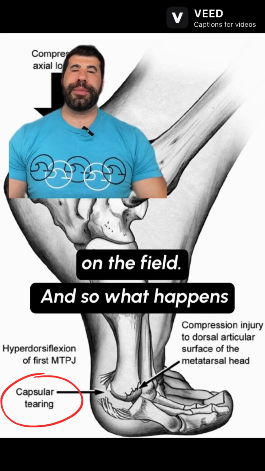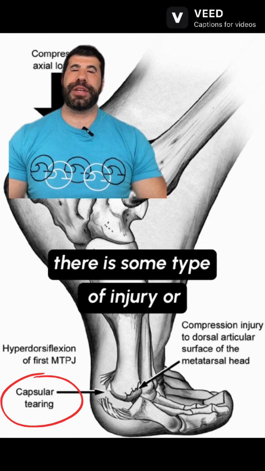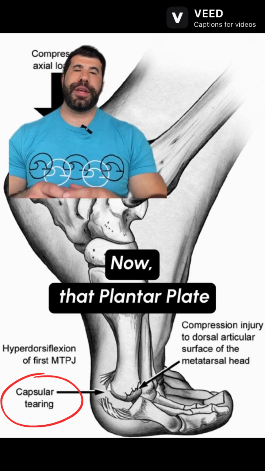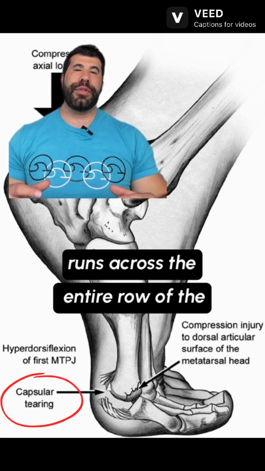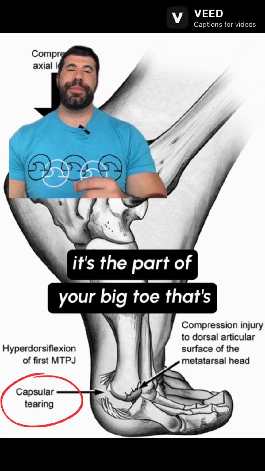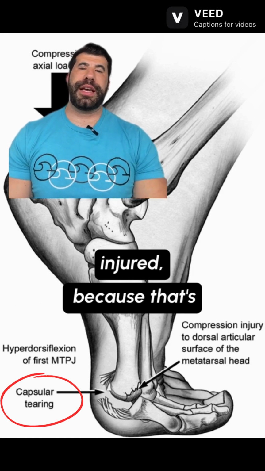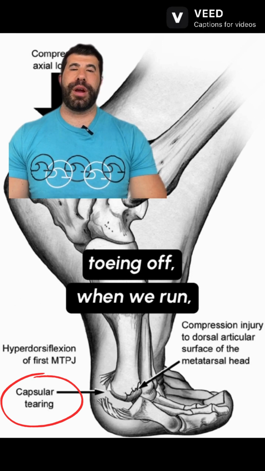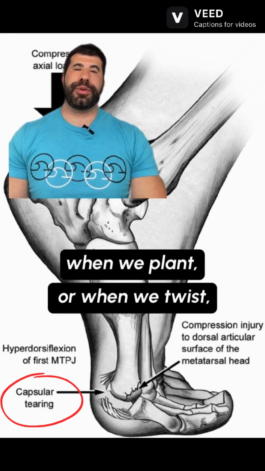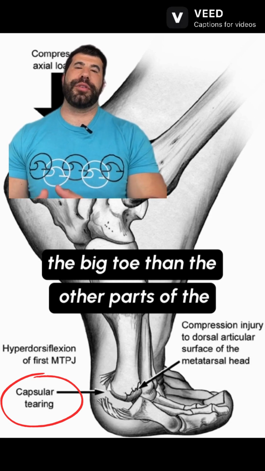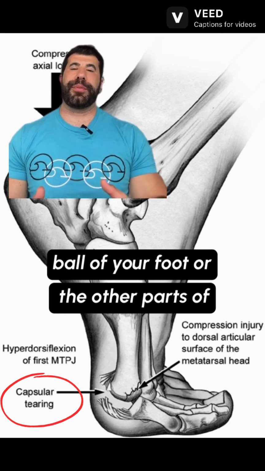And so what happens in turf toe is basically there's some type of injury or disruption to that plantar plate. Now that plantar plate runs across the entire row of the ball of your foot, but typically it's the part of your big toe that's injured, because that's involved mostly when we think about toeing off when we run, when we plant, or when we twist. A lot of pressure is placed more so on the big toe than the other parts of the ball of your foot or the other parts of your toes.